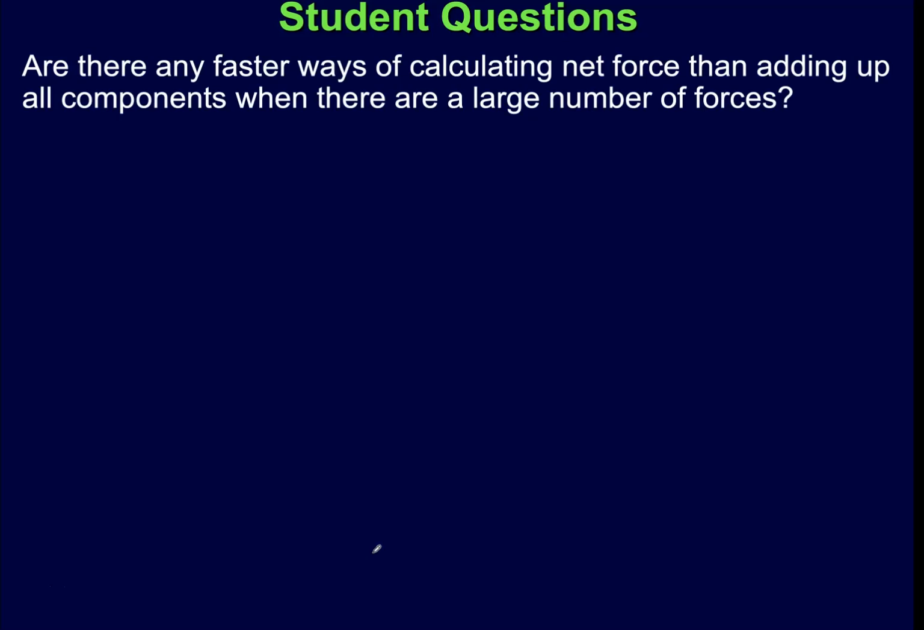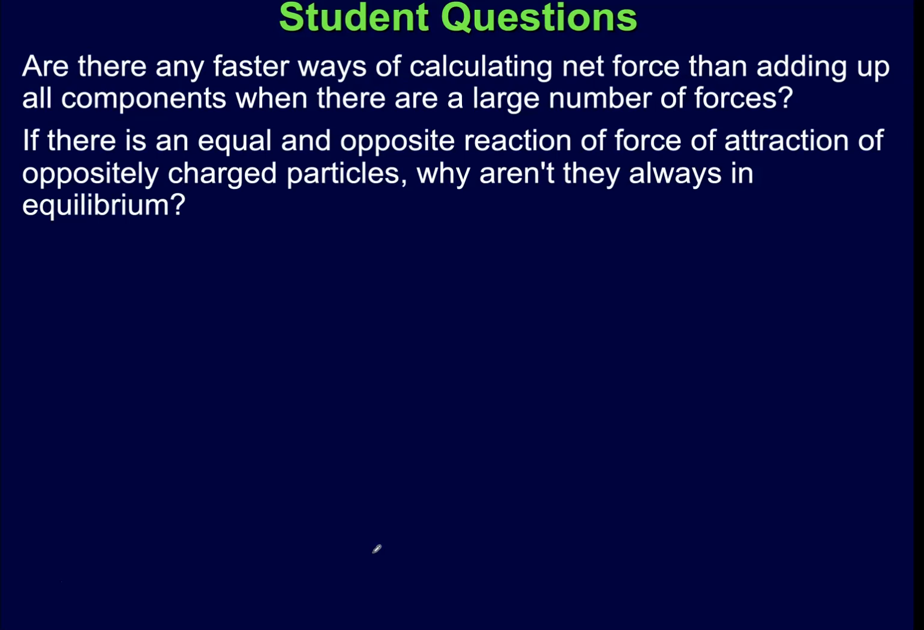Are there any faster ways of calculating the net force than adding up all components when there are a large number of forces? Basically, no. We'll see soon that in some cases where there's extreme symmetry, there are ways you can use calculus to help you. But if there's not some really nice symmetry, then there really aren't. I just went through an example of finding the force on one charge from two other charges, and it took us a while. If I were to be a real jerk and have you find the force from three charges, that makes it even worse, and so on and so forth. Basically, it's the same principle, it just gets harder and harder as you get to more and more charges.